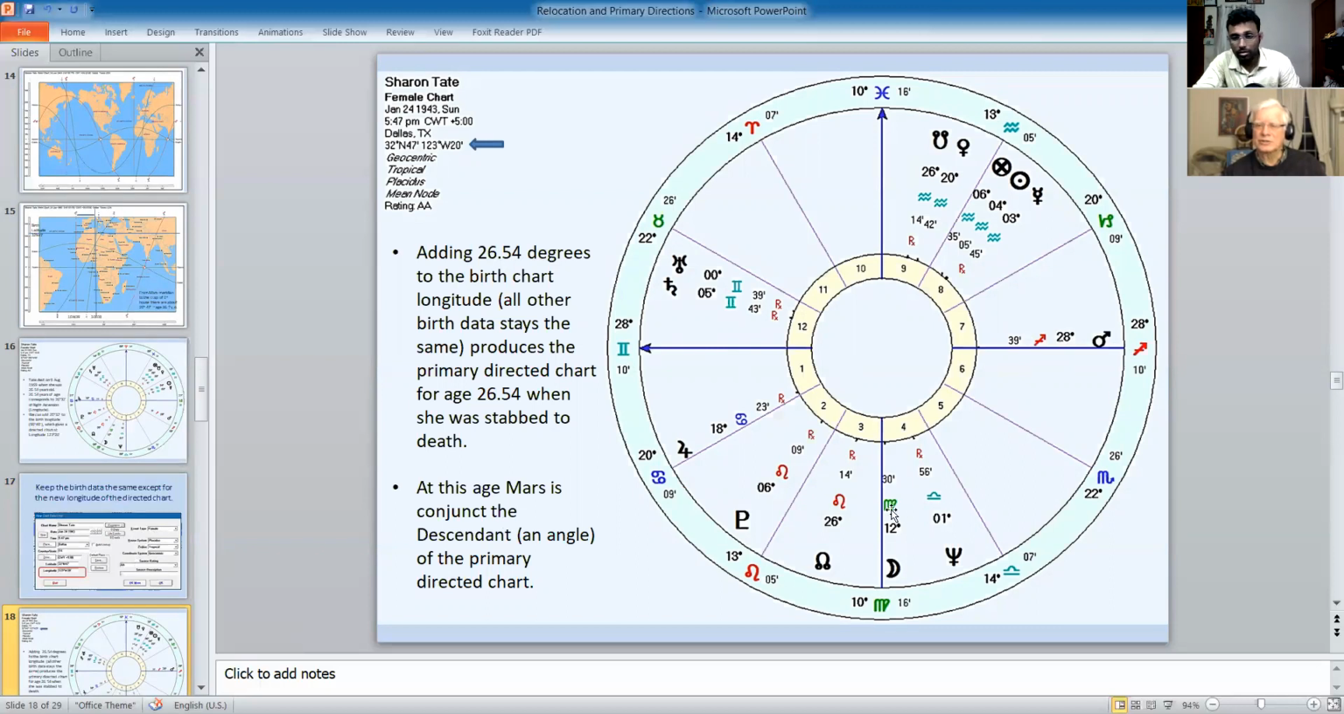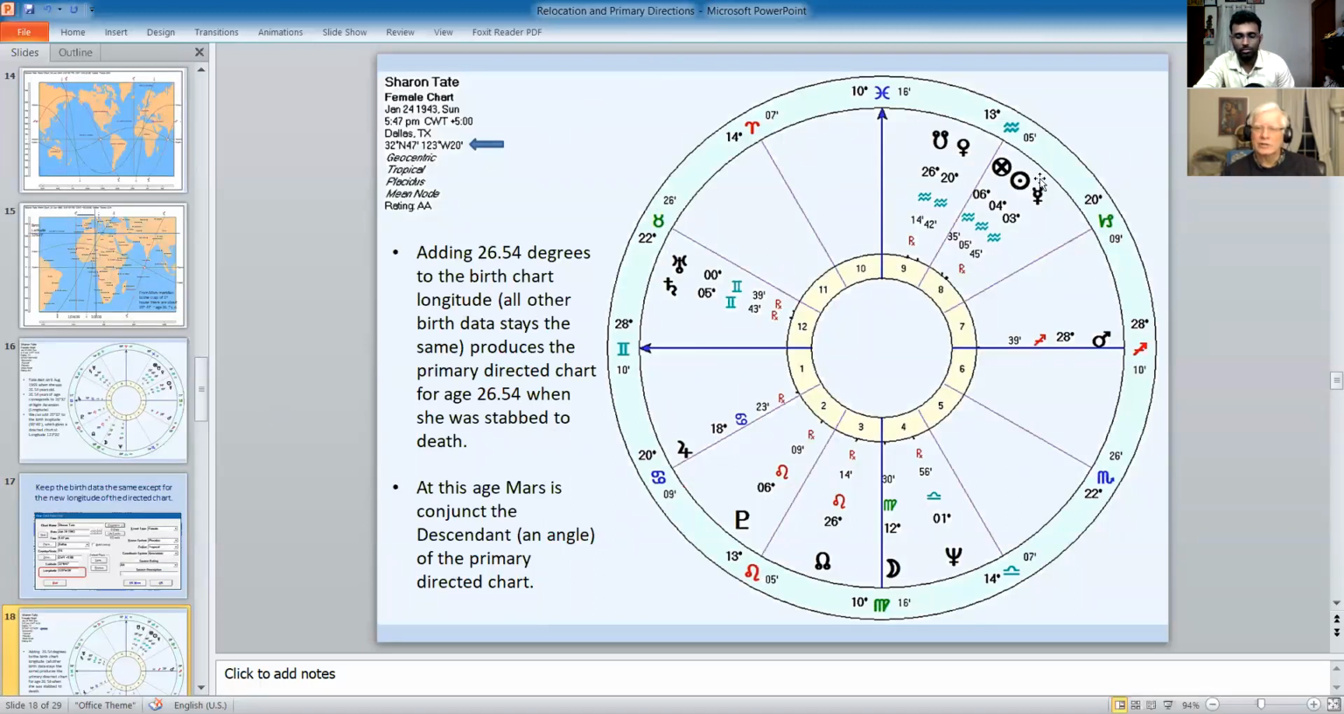And this is her primary directed birth chart to this age, or adding this number of degrees along the equator to the longitude. So it's a very simple way to calculate a primary directed chart. And the other advantage is, since traditionally we didn't change the positions of any of the birth planets, the positions all stay exactly the same, because we're not changing anything except where on Earth we're calculating the chart. We're just working with the horizons, and we are not directing any particular planet.